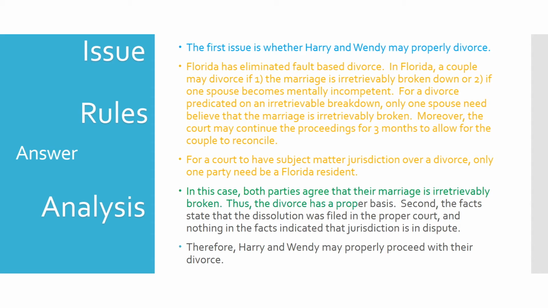The next aspect, and this is one of the most important aspects of your essay answer, is your analysis. This is where you apply the rules that you've discussed to the issue using the facts presented in your essay prompt. Here, the analysis was, in this case, both parties agree that their marriage is irretrievably broken. This goes to the first part of the rule that says you can divorce if the marriage is irretrievably broken, and the rule only requires one spouse to believe this, but here the facts state that both of them agree on it, so there's no question whatsoever that their marriage is irretrievably broken, which is why the analysis says the divorce has a proper basis.